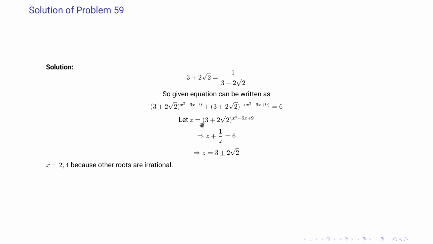Now we let z is equal to 3 plus 2 square root of 2 to the power x square minus 6x plus 9. So z plus 1 by z is equal to 6. And we get two values for z, 3 plus minus 2 square root of 2. So once we have this z, we can find out x. And x will be 2 and 4 if you substitute for this, because the roots will be irrational.